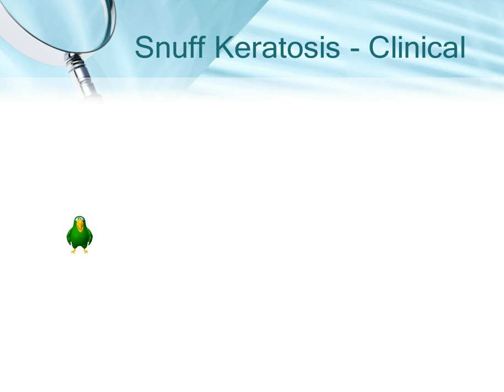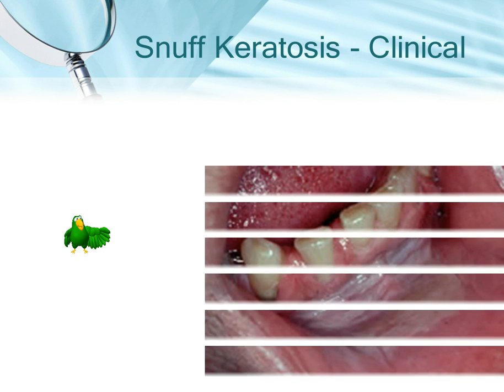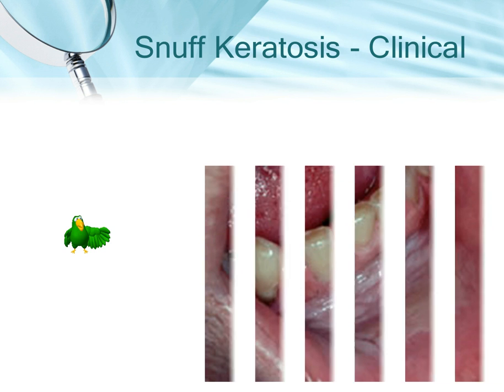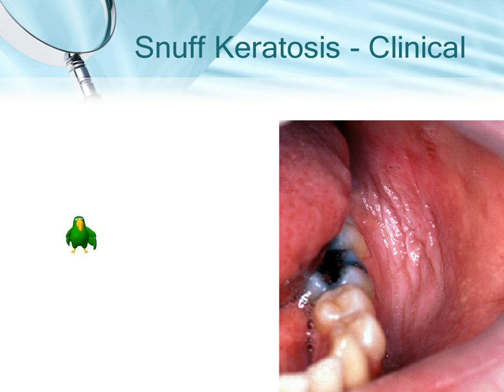So, let's take a look at some clinical images of snuff keratosis. Placing some sort of smokeless tobacco on the oral tissues is not good. Here is what it can do to the tissues. The tissues will attempt to protect itself by thickening up. Here is another fine example. The tissue will become wrinkled as time goes on.